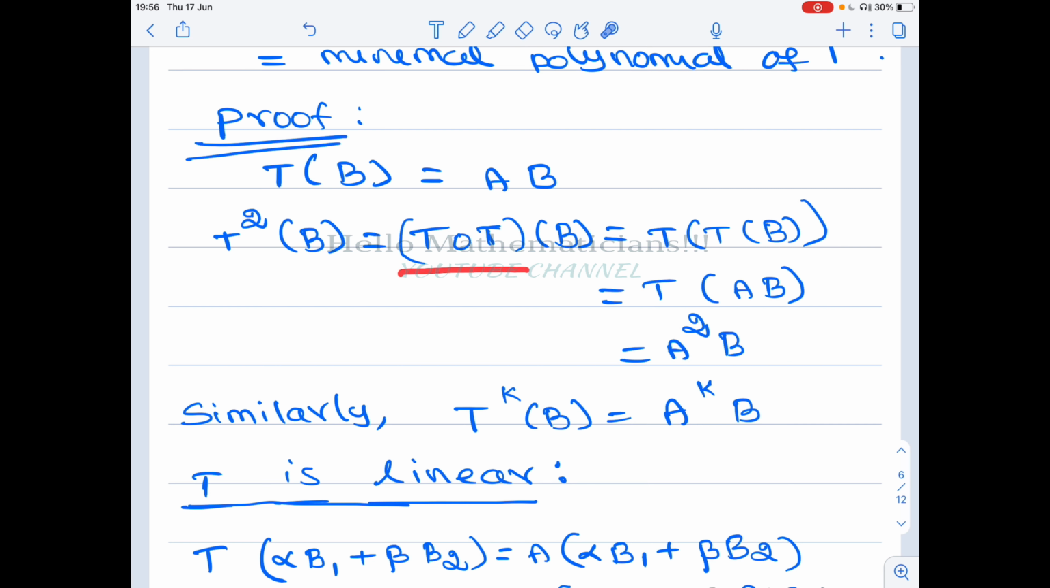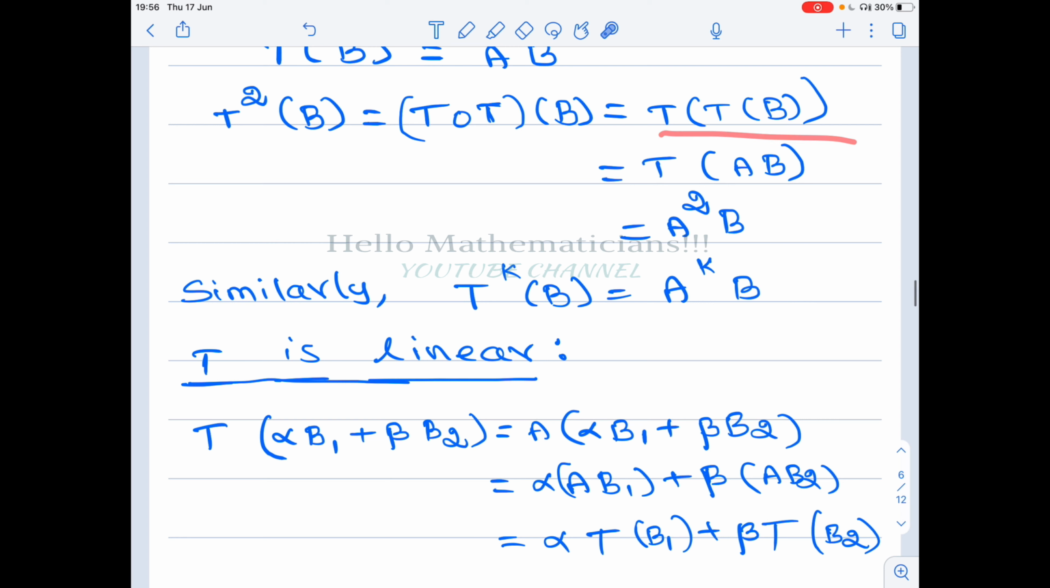T composition T of B. By definition of T composition T of B, that is T of B. Now this T of B equals AB. So what T will do, if you feed a matrix B, it will pre-multiply by A. Very good. Now T of AB equals, what will T do?